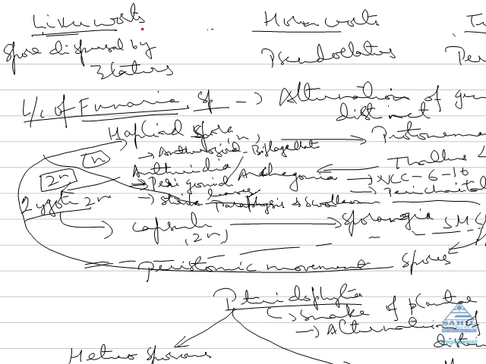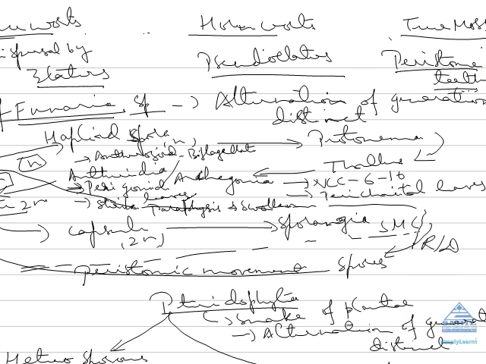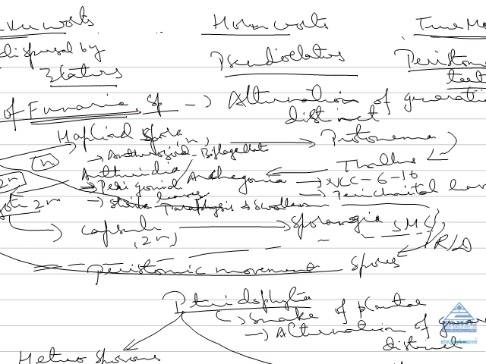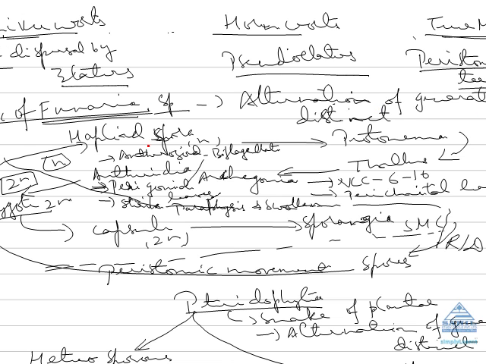Now coming to liverworts, hornworts and true mosses. Liverworts disperse their spores with the help of elaters, while hornworts use pseudoelaters, and peristome teeth movement is found in true mosses. Now coming to the true moss life cycle, Funaria. In this, alternation of generation is distinct, with haploid spores which are released by peristomial movement.